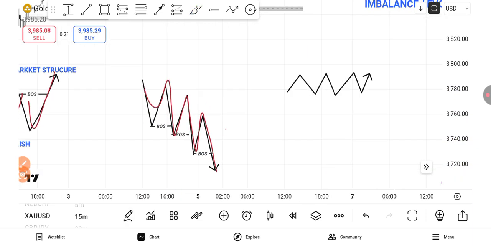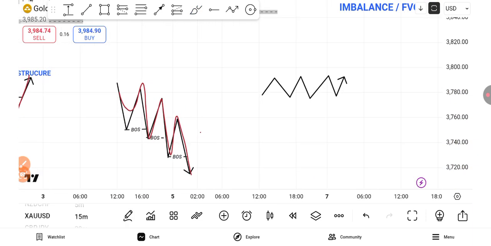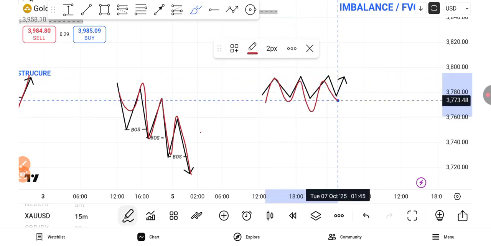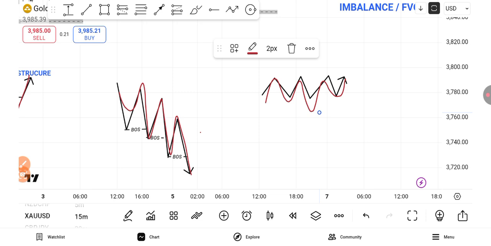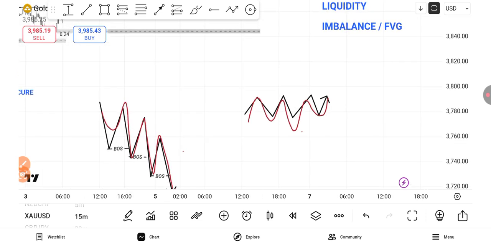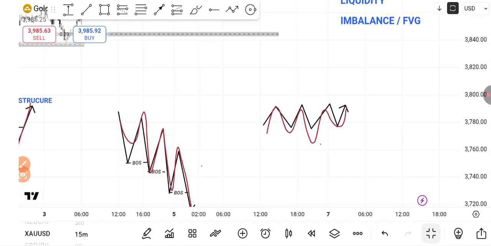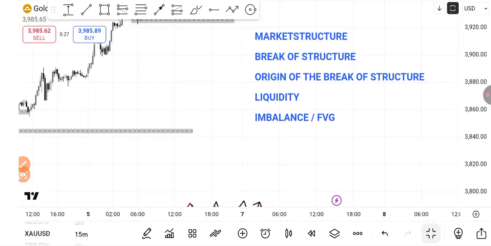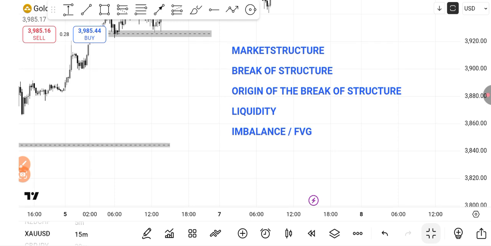Then in a sideways market structure, which can also be called a consolidation, we don't take trades. This is the time for you to sit and watch the market. In case you take a trade here, it might not be a good one. So I usually wait for the market to either break to the upside or break to the downside for me to take sells. So that is point number 1, market structure.